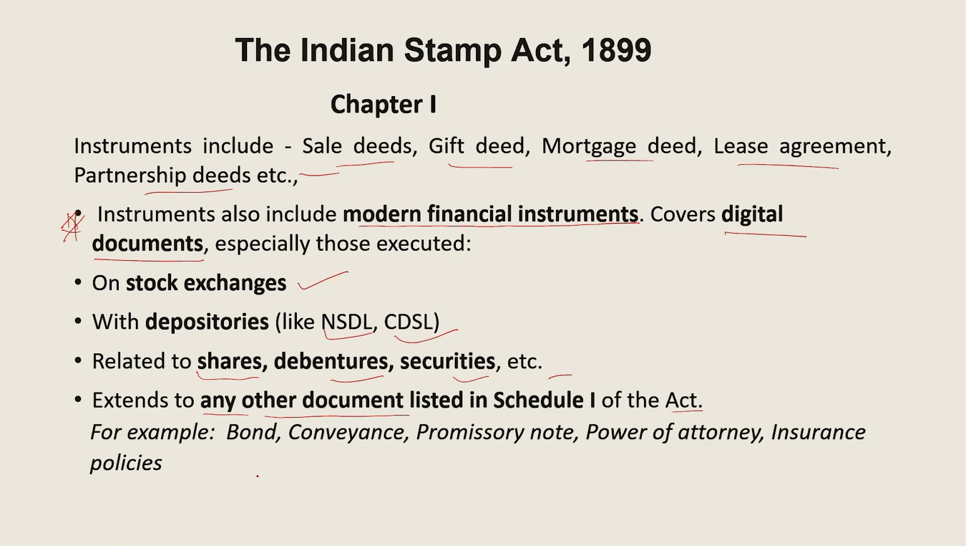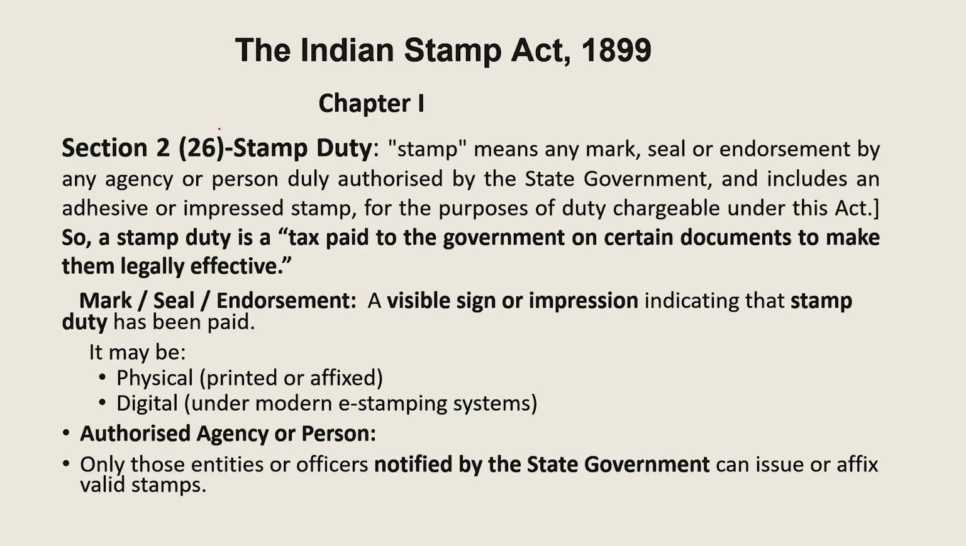For example, the bond, conveyance, promissory note, power of attorney, and insurance policies, etc. This clause 26 discusses the stamp duty. This is very important, the stamp duty. What is now stamp duty?